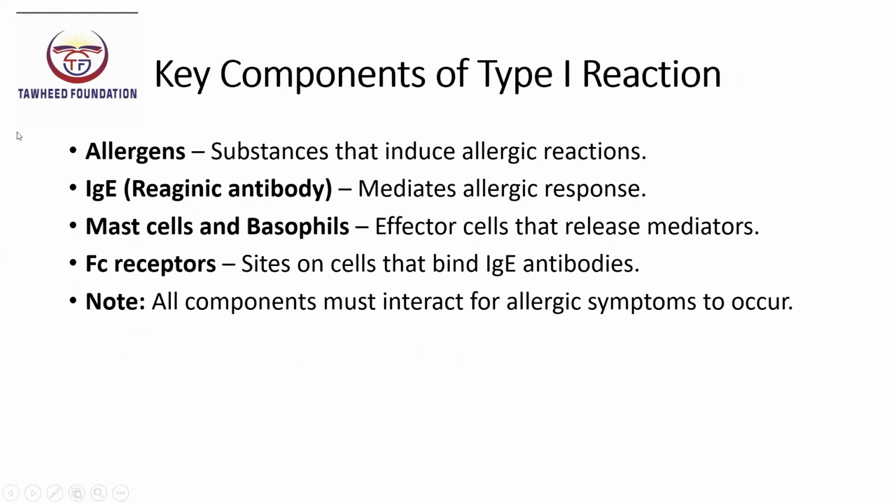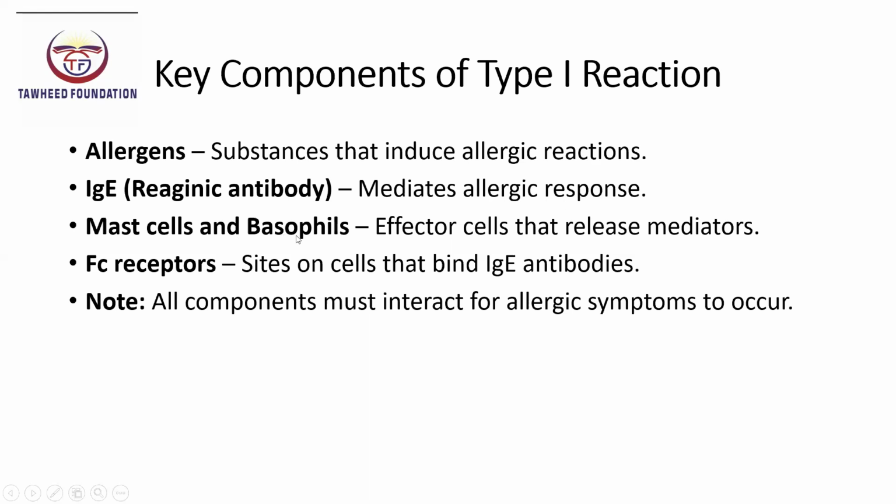Next is key components of type 1 reaction. There are four main components necessary for type 1 reaction. Those four components are allergens, IgE, that is reagenic antibody, mast cells and basophils, and Fc receptors. Allergens are what trigger the allergic responses. IgE antibodies are the reagenic antibodies that mediate the reaction.